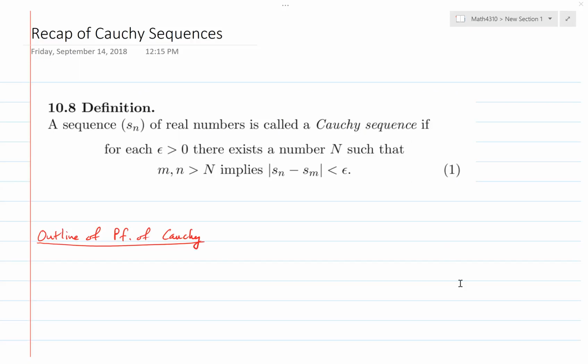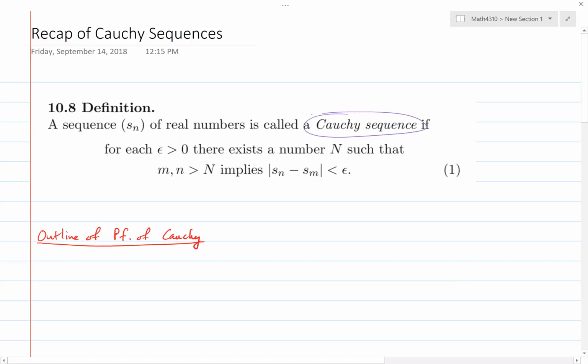I'm actually just going to recap Cauchy sequences for you rather quickly. We're going to go over the definition, the outline of the proof of a Cauchy sequence from the definition, and then I'm going to go over an actual example that will be similar to what you have to do on the individual homework. So we say a sequence of numbers is a Cauchy sequence.